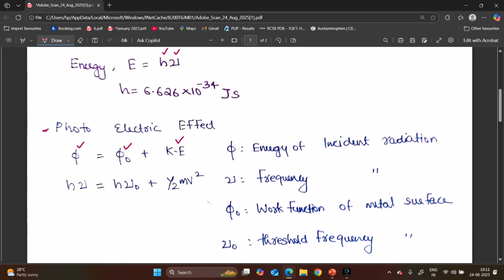This equation can be rewritten as h nu equal to h nu naught plus half m v square. Nu is the frequency of the incident radiation. Nu naught is the threshold frequency of the metal surface.